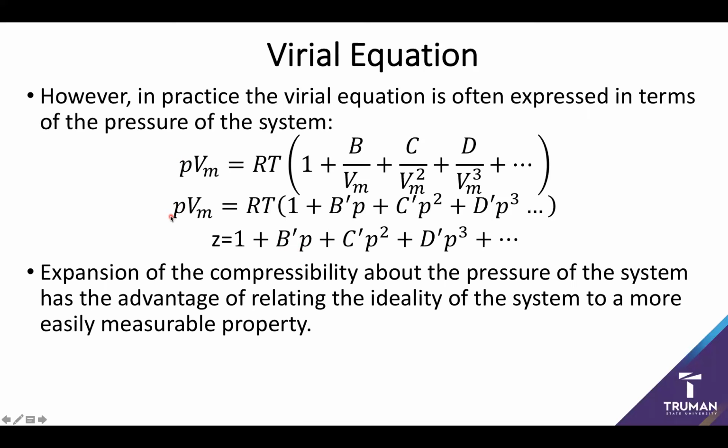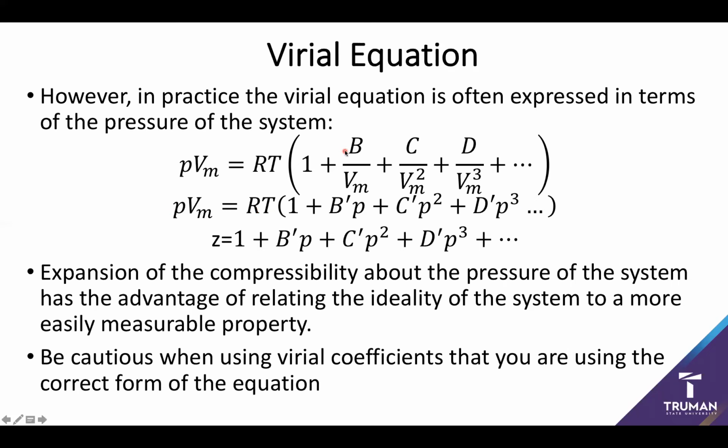So if you're going to be making use of compressibility factors in, say, your book or online, it turns out that the virial coefficient that you're using may be either B or B prime. And because of poor notation in some resources, a lot of people will report B prime, or my second virial coefficient in terms of pressure, as B. So always be cautious, and when in doubt, check the units to make sure that you have the right coefficient, so you're using the right equation. Otherwise, your answers can be quite wrong.